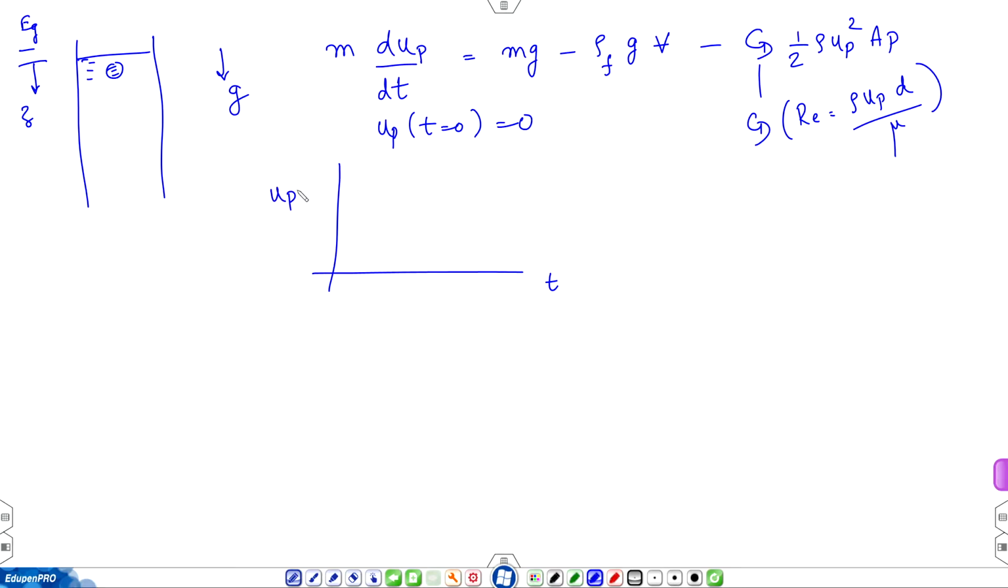Initially it is 0 and it will accelerate because of its own weight, but with the passage of time the resistance offered by the surrounding medium also keeps increasing. So, the force acting on the object keeps decreasing. At some point it will become 0, the particle will move with constant speed. Sometimes it is called a terminal velocity. Okay, this is called terminal velocity.